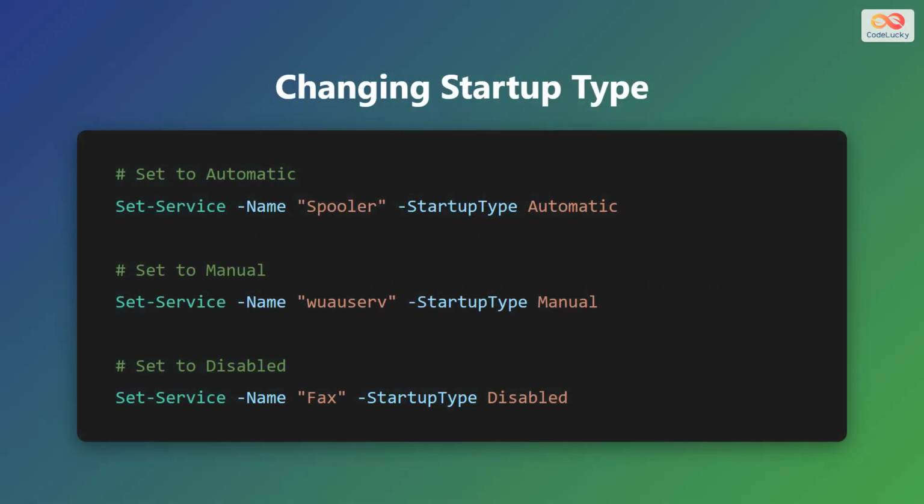Let's look at practical examples of changing startup types. To set the print spooler service to automatic, you would use Set-Service -Name "spooler" -StartupType Automatic. To set the Windows Update service to manual, use Set-Service -Name "WUAUSERV" -StartupType Manual. And to disable the fax service completely, use Set-Service -Name "fax" -StartupType Disabled. Notice how we use the actual service names, not the display names you see in the services console.